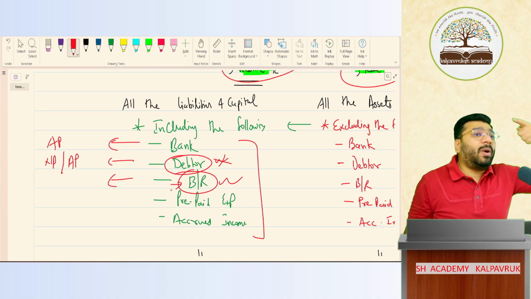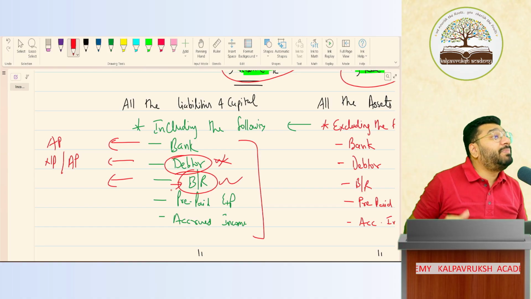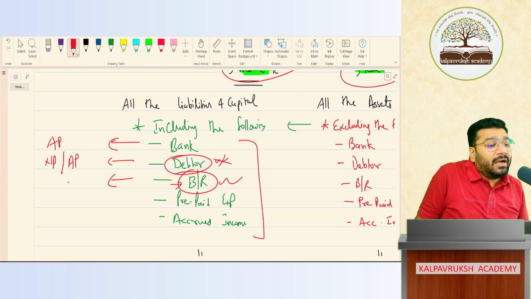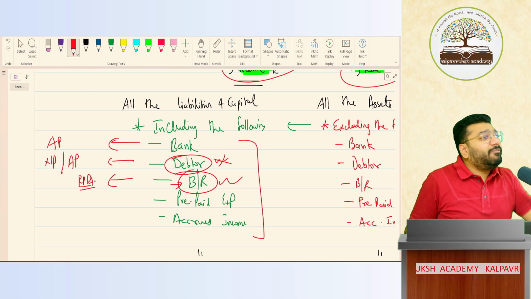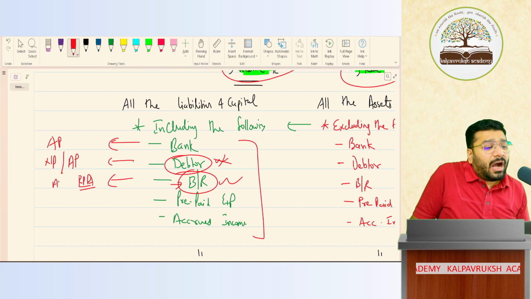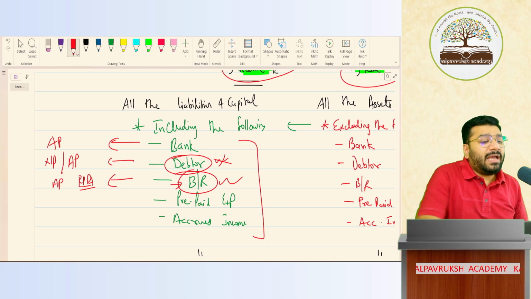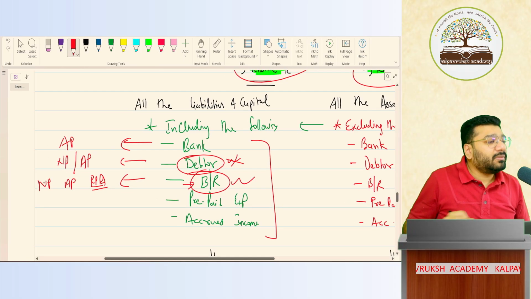Now, this BR is not one person. This BR is a broad category which has got multiple persons in it. Hence, we call this representative personal account. If BR is only one party, which is Reliance Aptina, then this BR becomes your artificial person. If BR is only one person, which is human being Aptina, then that BR becomes natural person. Got it, not got it?